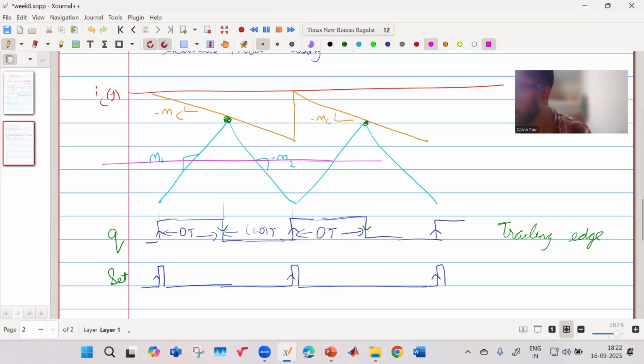This line, this is your IL average. So what we want to find is a relation between your IL average and your IC of t. We want to find the relation between them. So how do we do it? Anyone has any suggestions or has seen such videos? How has sir done it?